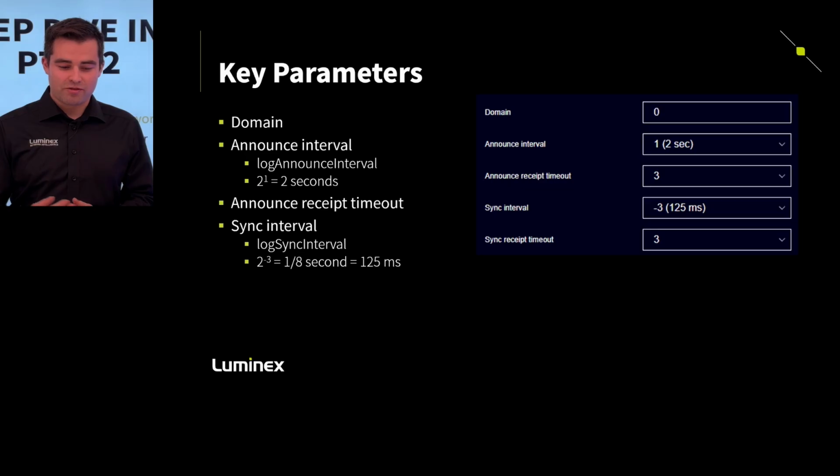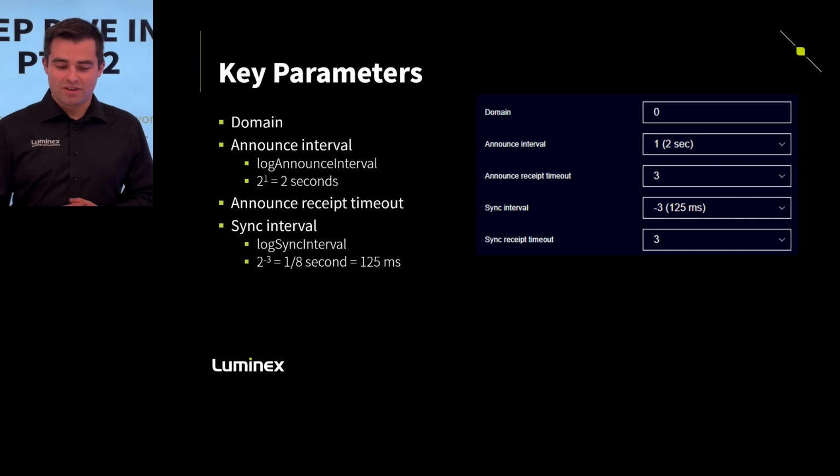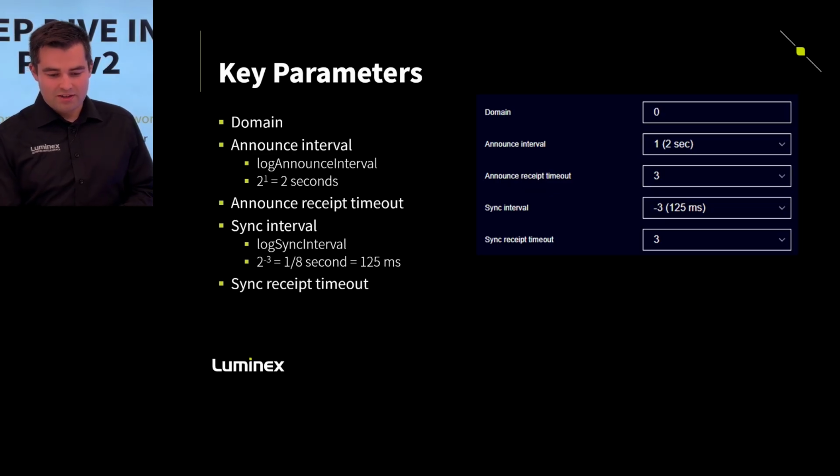Next is the sync interval. It determines how often a sync message is transmitted by the time transmitter. Again, this is a logarithmic value, so we need to convert it to seconds. That's also why it can be a negative value, for example, because 2 to the power minus 3 results in 125 milliseconds. So this means that with this particular configuration, the time transmitter should send 8 sync messages every second. And finally, there is the sync receipt timeout. Again, the number of sync intervals before the grandmaster will be considered lost.